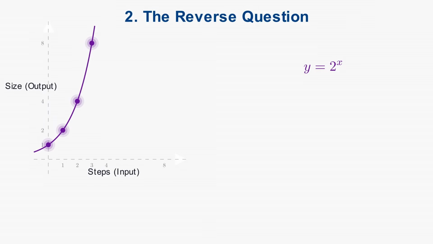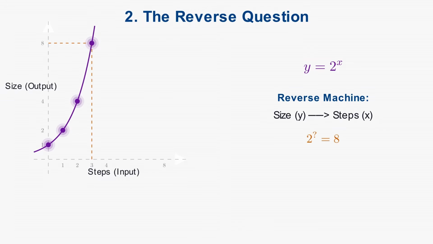But what if we run this machine in reverse? What if we start with the output and ask for the input? Instead of asking, where are we after 3 steps? We ask, how many steps did it take to reach 8? We trace back from 8 on the vertical axis, hit the curve, and drop down to 3. Simple. What if we want to reach 7? It is somewhere between 2 and 3 steps. But how do we write this question mathematically?